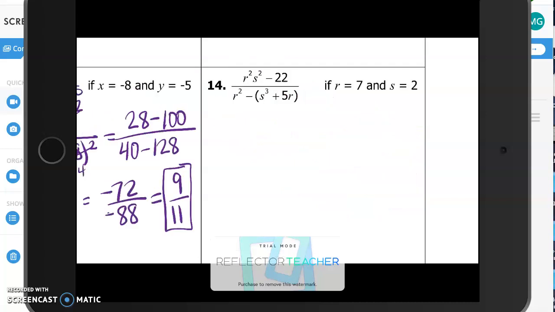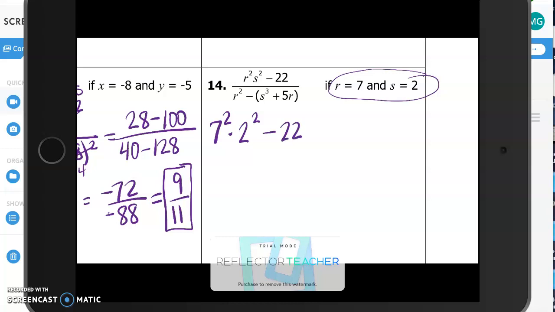All right, 14 has a lot of parts to it and a lot of exponents. So again, it's important to just take it step by step. Since both of my numbers over here are positive, I'm going to show you how it would look if you don't put the parentheses in. Technically, you really only need the parentheses if you have negative numbers. So 7 squared times, don't forget this is multiplication when they're right next to each other, 2 squared minus 22 over 7 squared minus parentheses 2 to the 3rd plus 5 times 7.